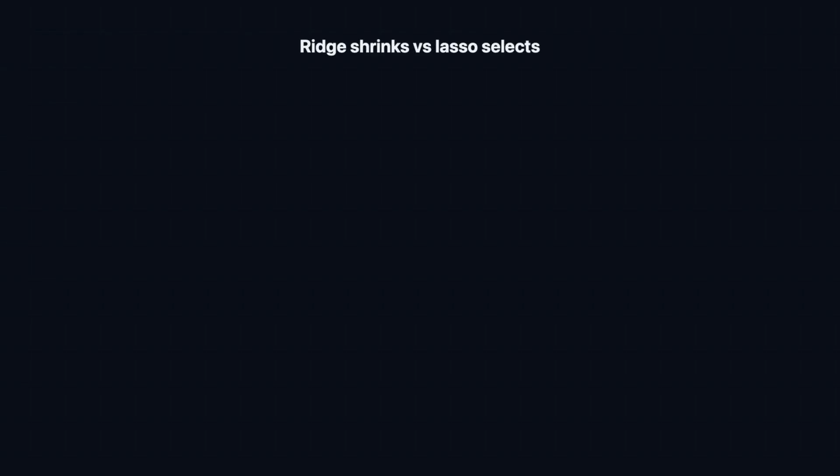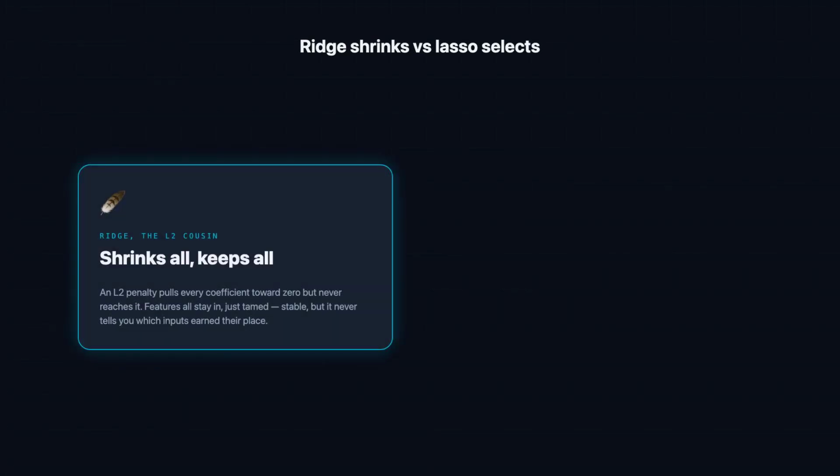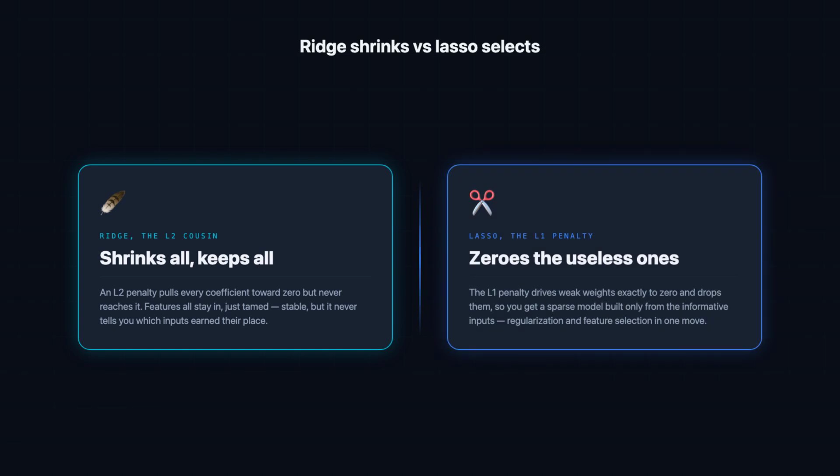So how does this differ from Ridge, its close cousin? Here they're laid side by side. Ridge regression shrinks every coefficient toward 0 using an L2 penalty, but it never quite reaches 0. Every feature stays in the model, just with reduced influence. That stabilizes correlated predictors beautifully, yet does nothing to simplify the model or tell you which inputs actually earn their place. Lasso, by contrast, drives the useless coefficients exactly to 0 and drops them entirely.